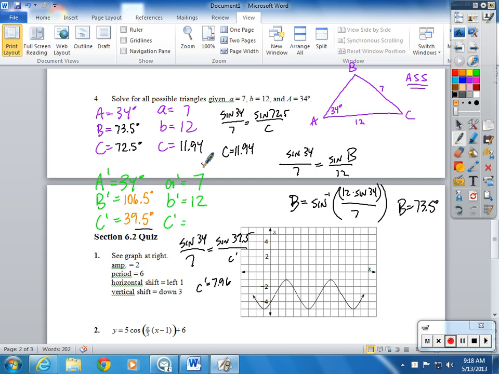And that makes sense because 73.5 and 72 are very close, so it's almost an isosceles triangle here, and 12 and 11.94 are very close. Down here, I end up with 7.96, which makes sense because 34 and 39.5 are very close. Also, I can check to make sure that the sum of two of my sides is greater than the third side. That's triangle side inequality. Also, I can check that the biggest angle is paired up with the biggest side, and the smallest angle with the smallest side. There's both scenarios there for law of sines.